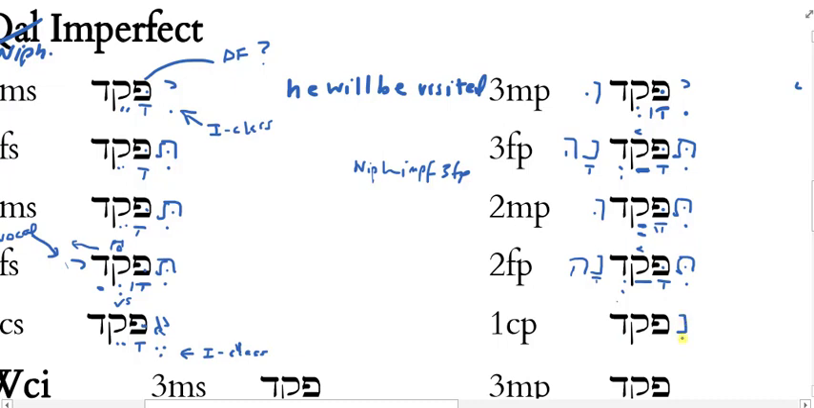And then finally, 1CP, got to use my prefix noon, double root 1, kametz under it, and sere, using my basic vowel pattern here from yipakade, nipakade. How will I translate that? We will be visited. All right. So that is your basic pointing for the nifal imperfect. Now let's take a look at the principal parts page here.